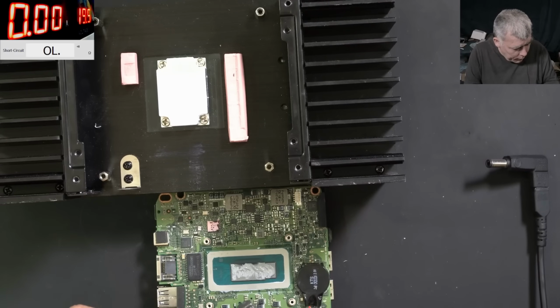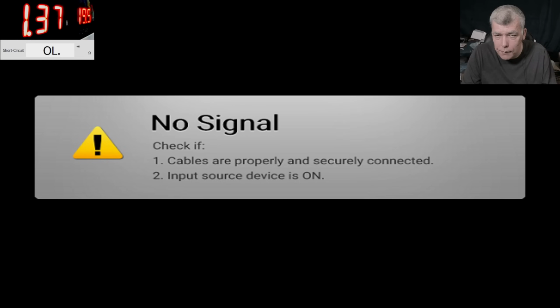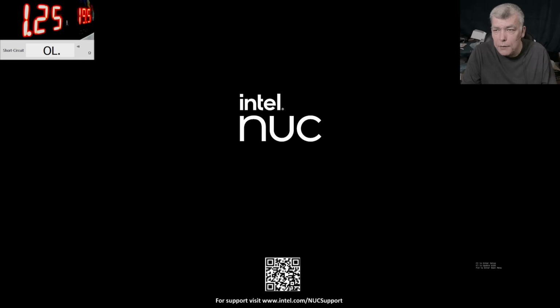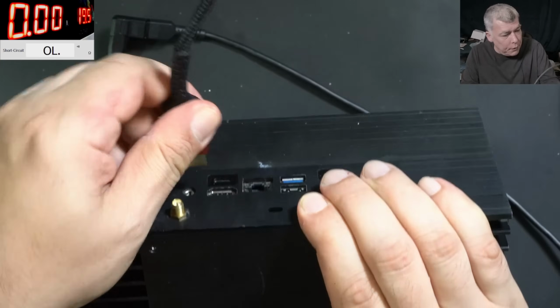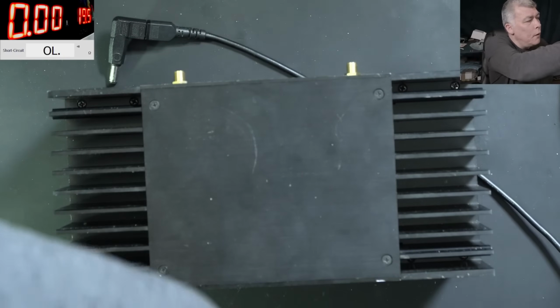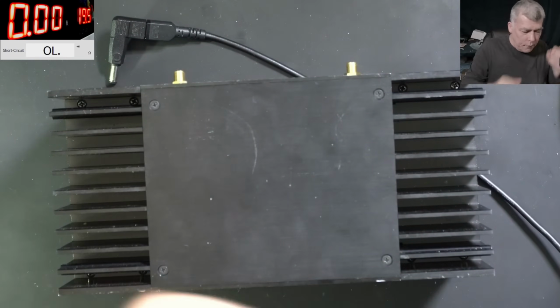Now let's put the board back. And we do have picture. Fantastic. So it's working fine. I'm happy I helped this customer. It was an interesting repair.